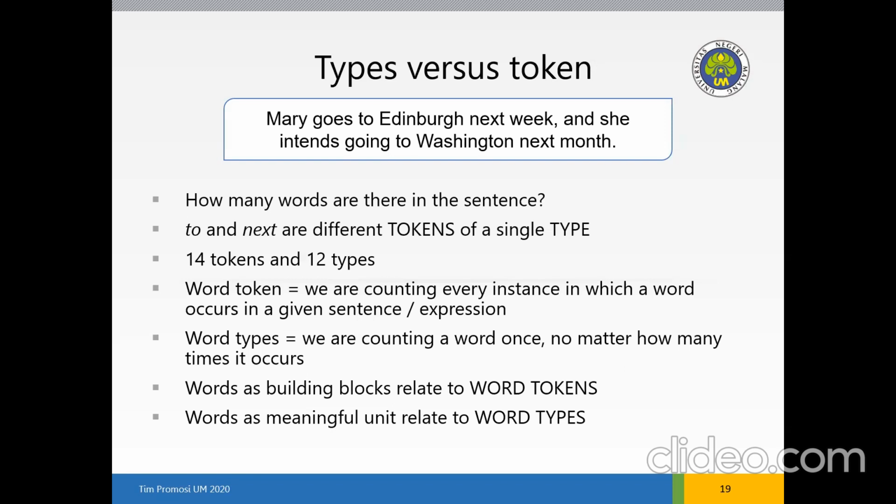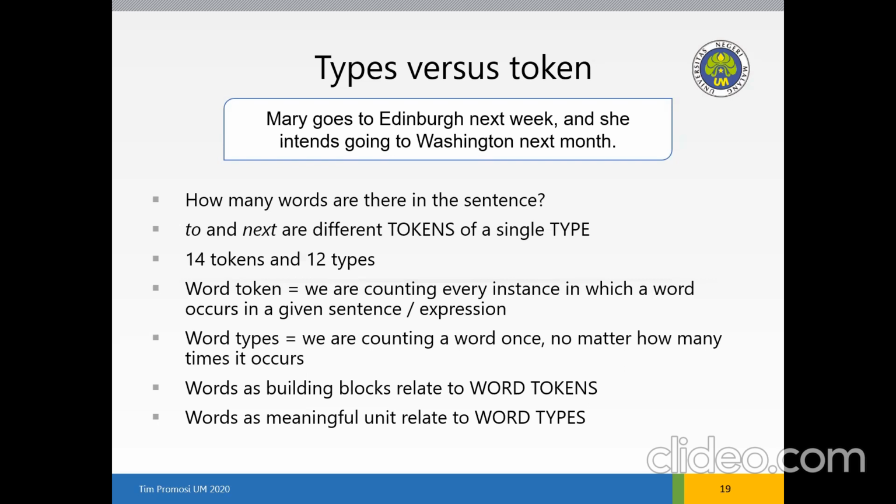If you see here, for word tokens, we are counting every instance in which a word occurs in a given sentence or expression. The concept of token is often used in linguistic analysis to count and examine the individual occurrences of words, morphemes, or other linguistic elements in a corpus or a text. So you will count all of the words or morphemes provided.